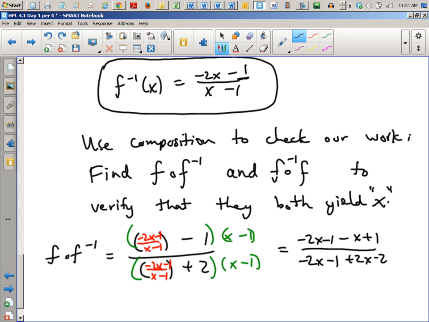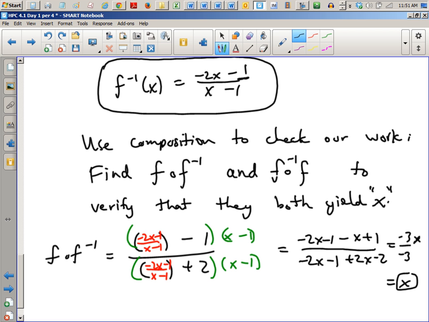And this gives me, for a numerator, negative 3x, and on the denominator, negative 3. And all of this came out to simply x. That's a good sign. That means I most likely did everything correctly.